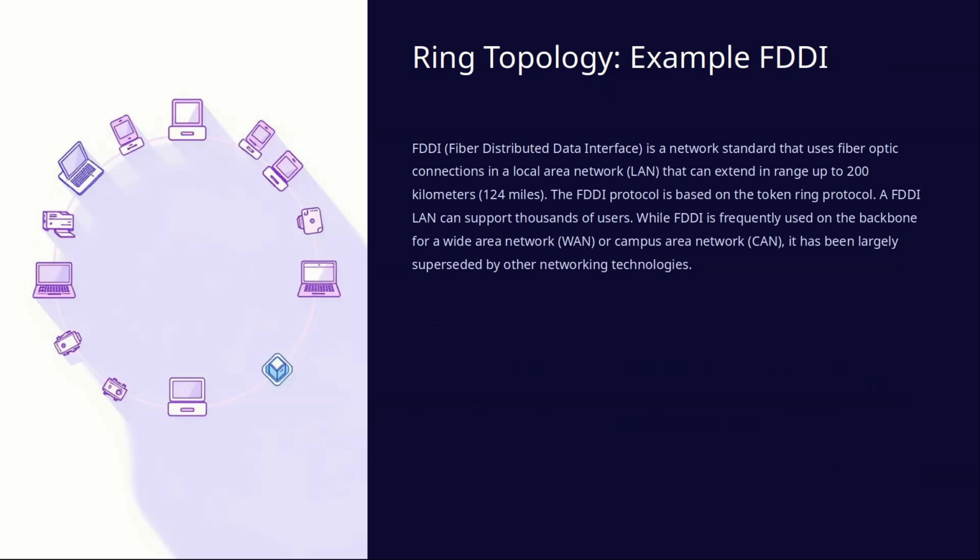An example of the ring topology is FDDI, which is an acronym for Fiber Distributed Data Interface. This is a network standard that uses fiber optic connections in a local area network that can extend in range up to 200 kilometers.